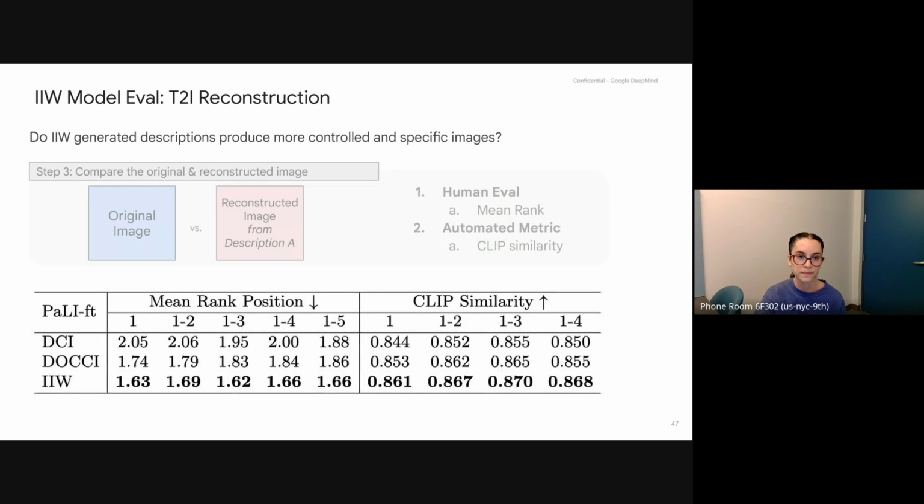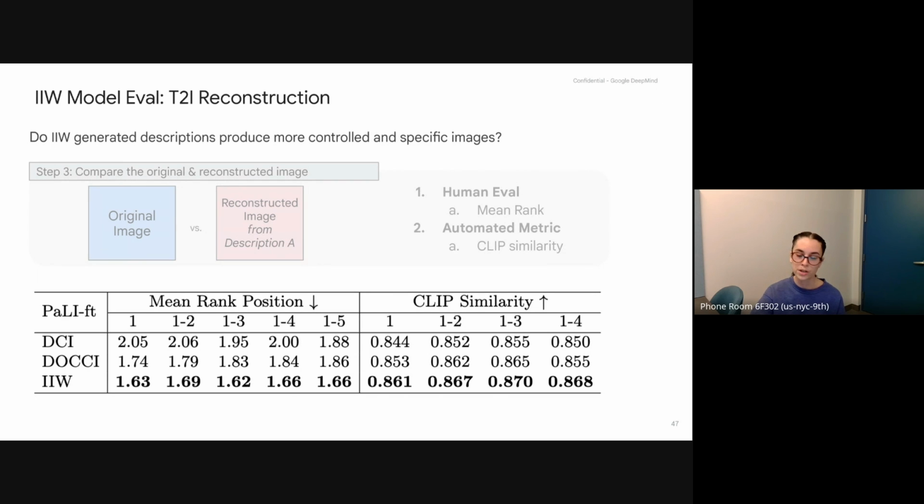Next. So looking at these results, what you want to see is low mean rank, which means that you were ranked higher, kind of like higher quality would be ranked first. And then CLIP similarity, you want to see higher similarity scores. And you can see across the board, the ImageInWords fine-tuned models result in higher human evals and higher automated metrics like CLIP similarity. So this is really awesome to see.